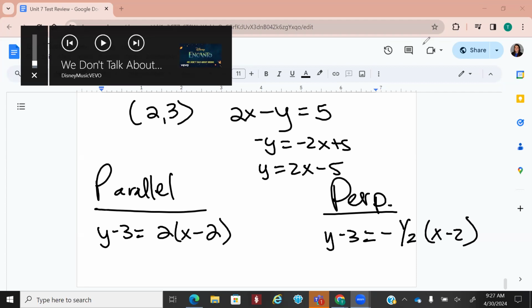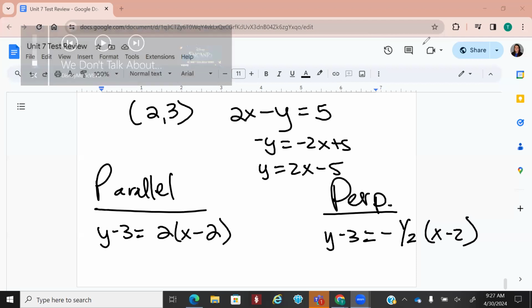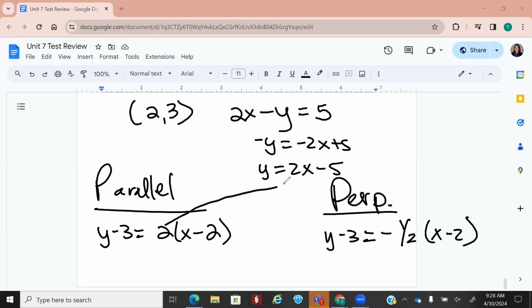Okay, so I left these in point slope form, so that way you could see the difference between the two. So you got parallel, you got perpendicular. Look at the slopes. That's how you tell if it's parallel or if it's perpendicular. Parallel has a slope that is going to be the same as the original. Perpendicular is going to have the negative reciprocal.